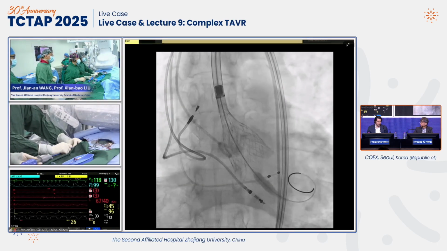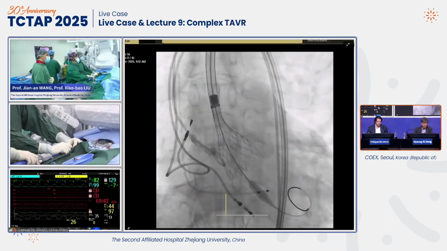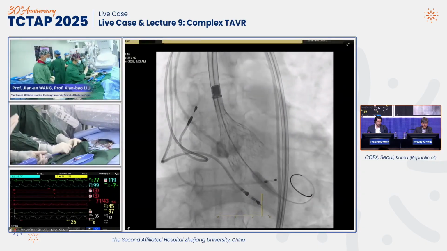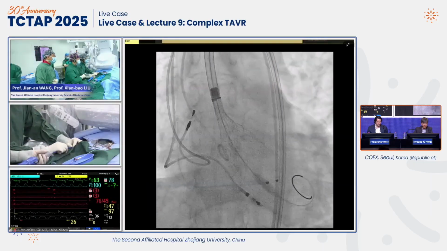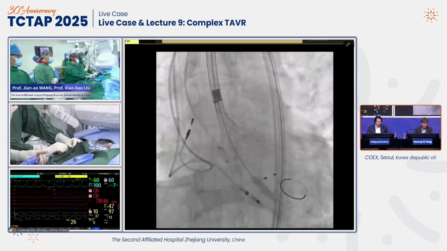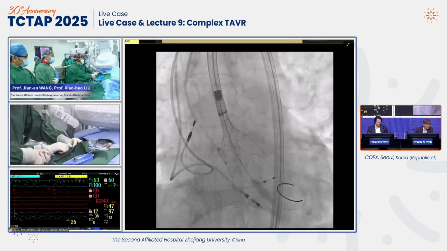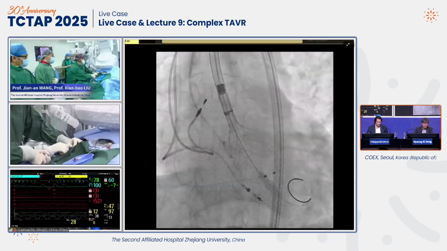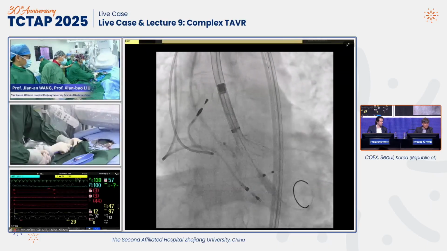Yeah, too deep. Too deep. Yes, too deep. I think to rapid pace around 120 is a good idea.